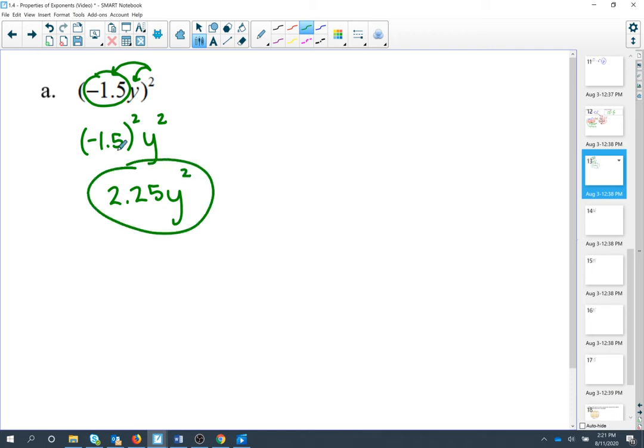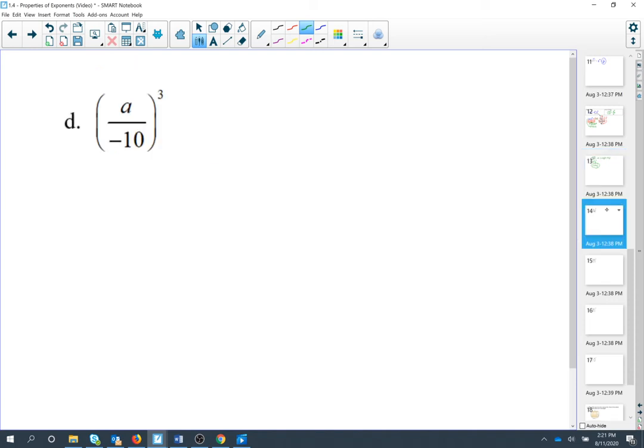Again, the other way to do that would have just been to write negative 1.5y times negative 1.5y, and then you would take the negative 1.5 times the negative 1.5, you would get 2.25, and then the y times the y, you would get the y squared.